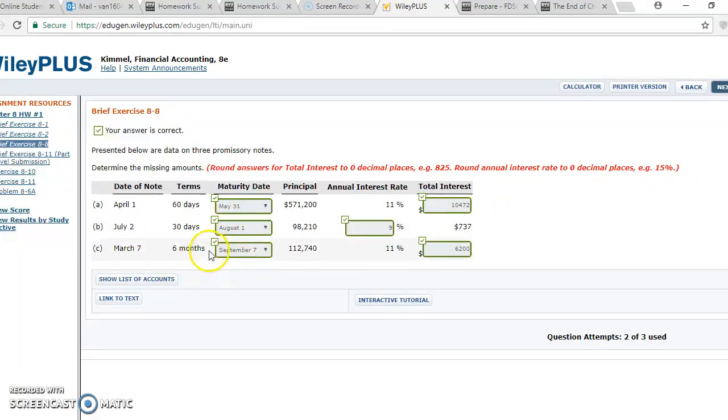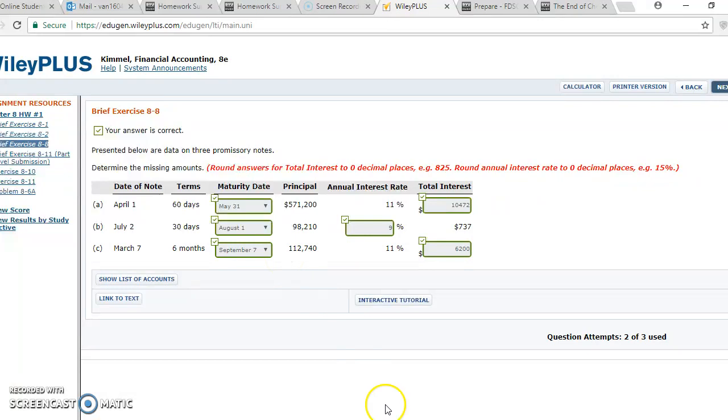Now the third one is done in months. So you actually are not counting days, you're just counting months. So it's March 7th, April, May, June, July, August, September. And the 7th is going to stay the same because we're counting months, we're not counting days. So 6 months from March 7th is going to be the September 7th maturity date.